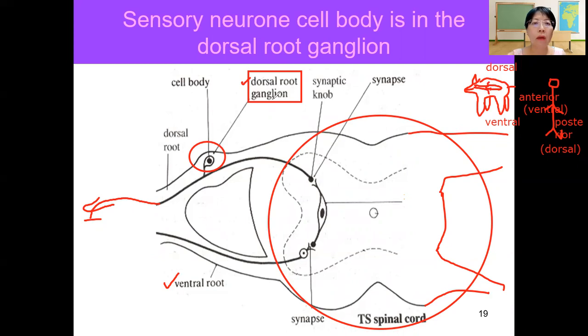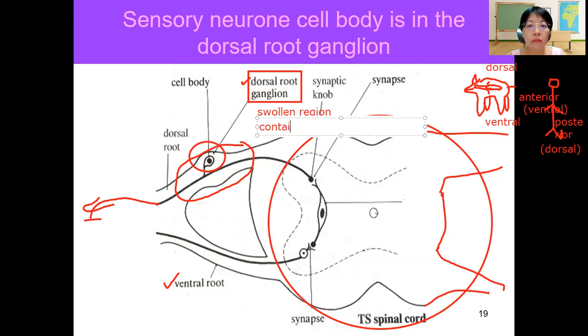Okay. Now, what about ganglion? So dorsal root means this region here is the dorsal root of the spinal cord. Now, ganglion is actually a swollen region. So this region is a swollen region of the dorsal root, which contains the cell bodies of the sensory neurons.